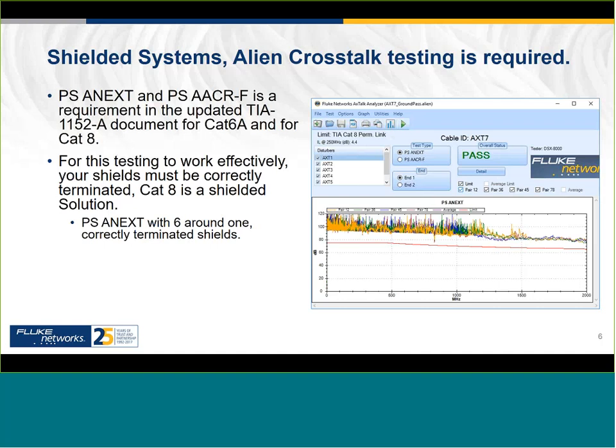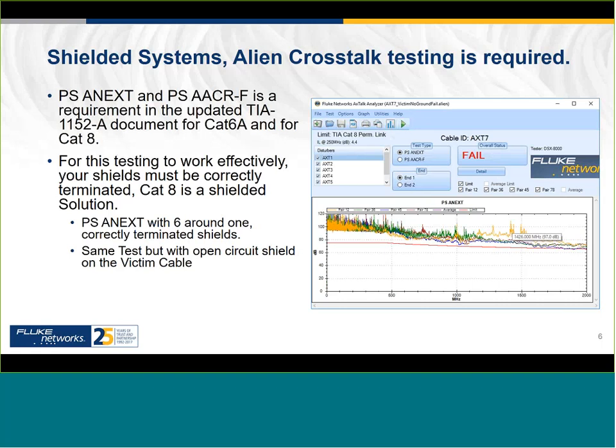So what we then did was drop a shield, and what we've done is we've made the same test with the same cables, but this time we've made the shield on the victim cable open circuit. And as you can see from the test result, with just that shield not terminated correctly, we've gone from quite an acceptable level of pass to now failing the Alien crosstalk measurement, the power sum Alien near-end crosstalk.